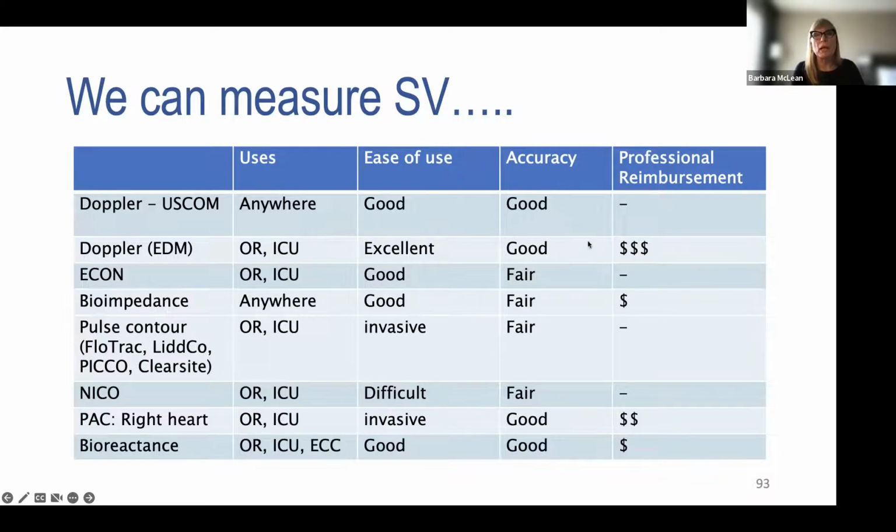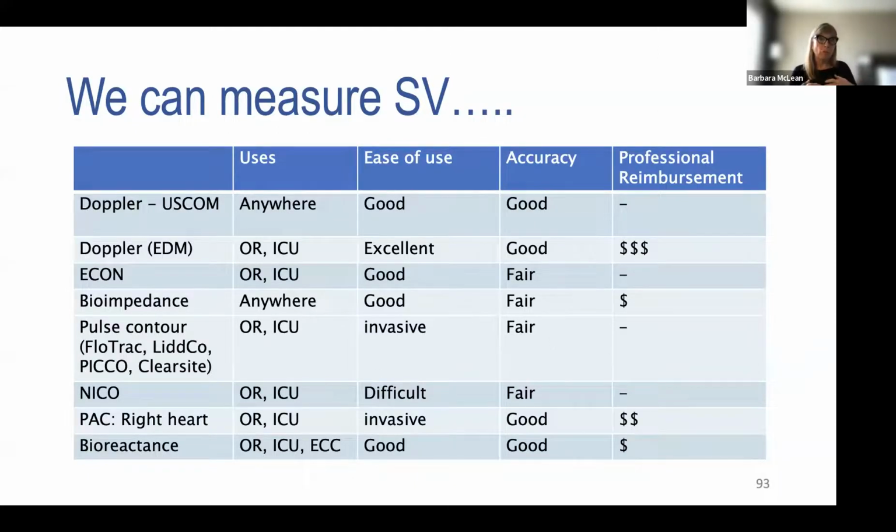So right away, I'm saying, okay, ultrasound, echocardiogram, PA catheter, good for the right heart, bioreactance, good for the right heart. And the other things are kind of fair. So I'm thinking about what's really going to be the best for the patient.